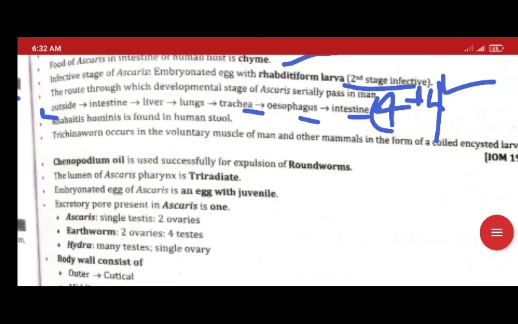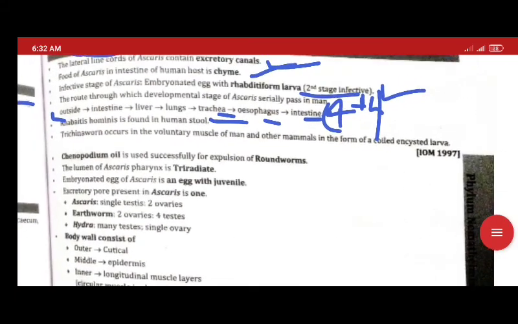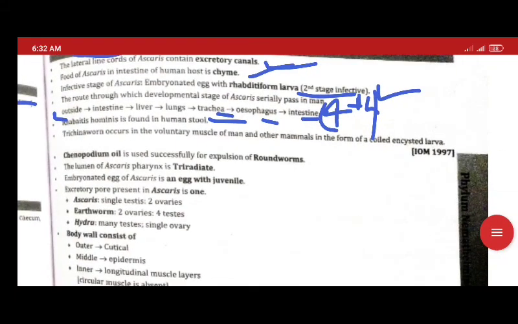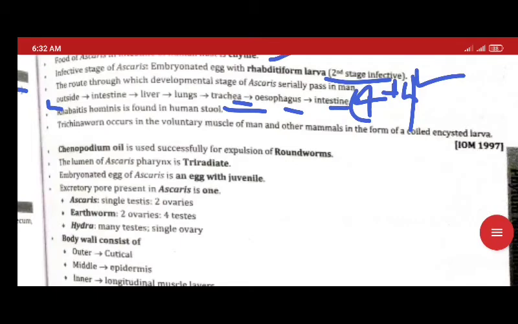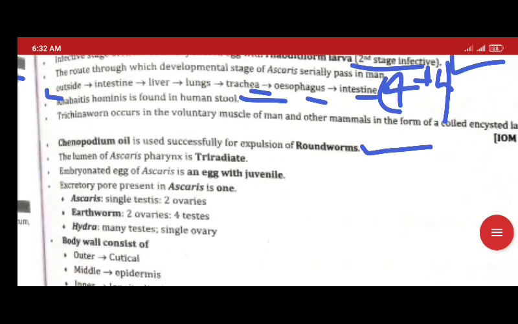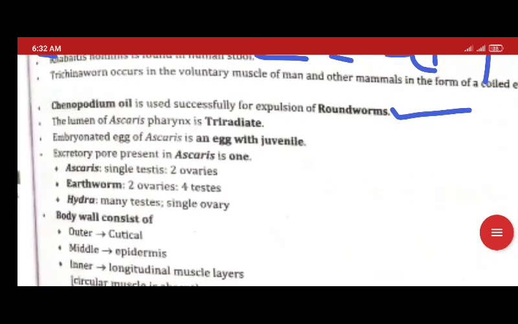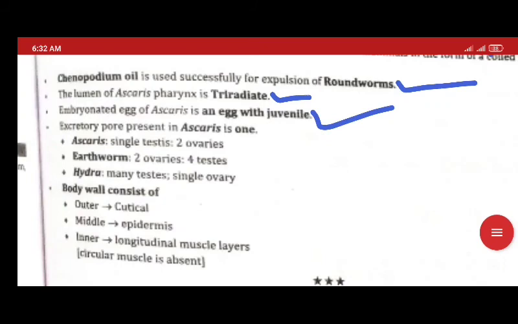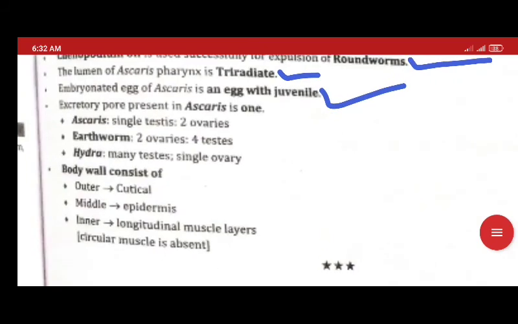Now rhabditiform larva is found in human stool. All these worms you should find in the stool, so a stool test is necessary for finding this type of worm because it mainly infects the intestine. Piperazine is used in successful roundworm treatment. The lumen of the pharynx is triradiate, with a missing mouth, we can say. Embryonic egg with juvenile stage.